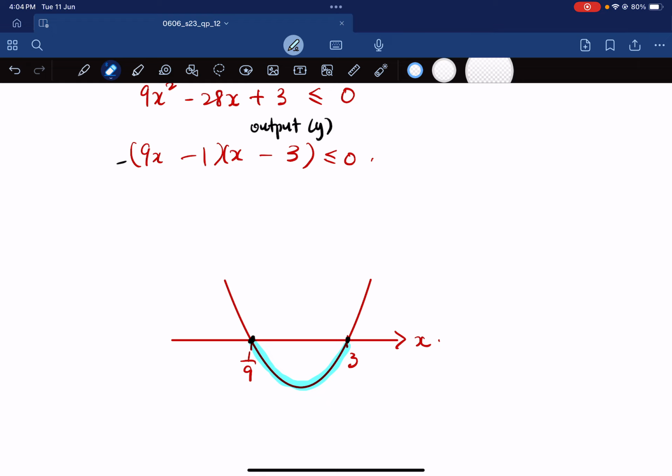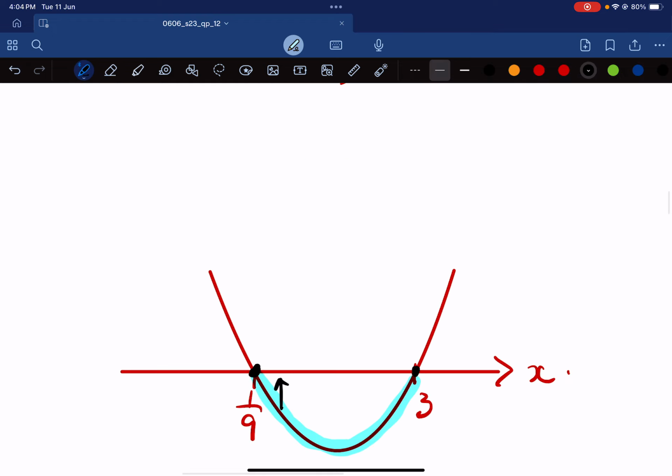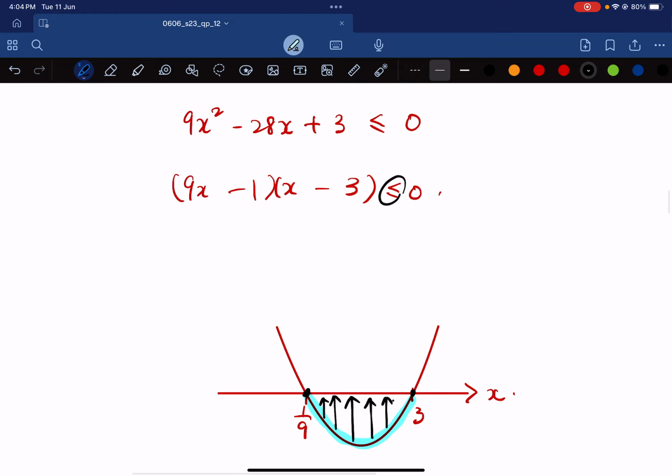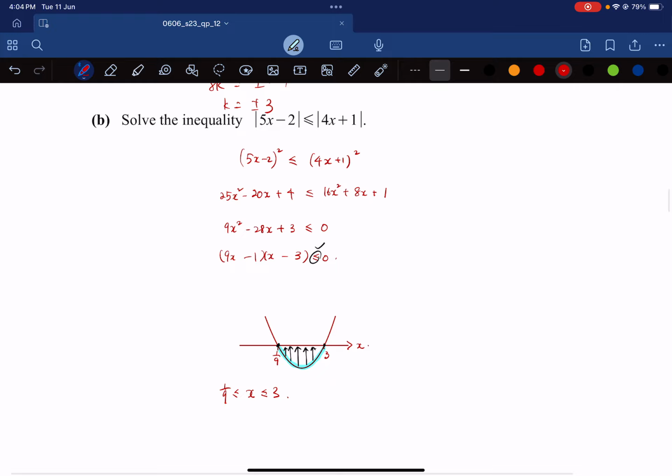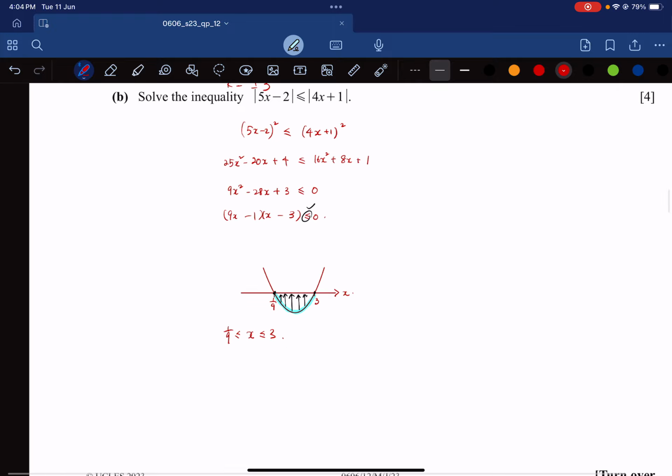Means that the corresponding feasible region for this inequality to hold is x greater than or equal to 1 over 9, less than or equal to 3. Okay, that's all for this question.